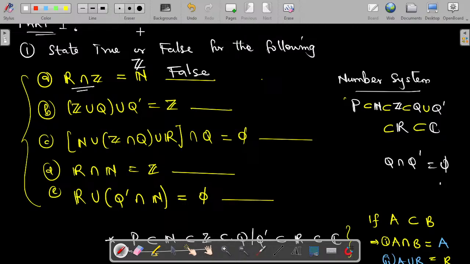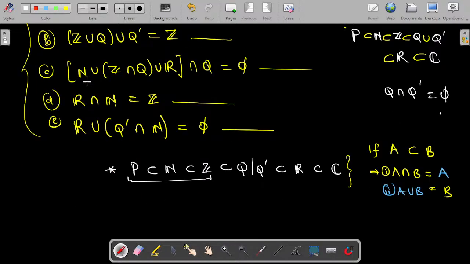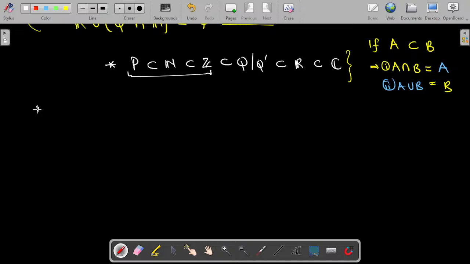Okay, maybe I should bring that second one down. All right, so the second one, let me bring it down here. That's B. So for B, we are told that Z union Q prime is equal to Z. So let's see if that is true.